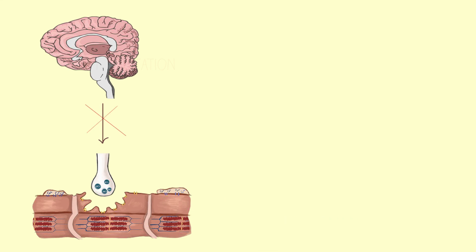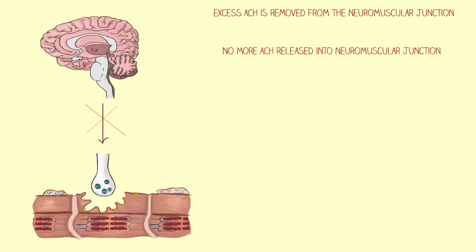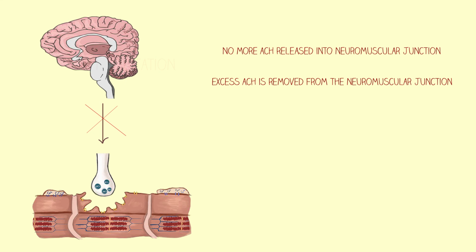Once the motor neuron action potentials cease, no more acetylcholine is released, excess acetylcholine is removed, and the muscle fibers are relaxed.